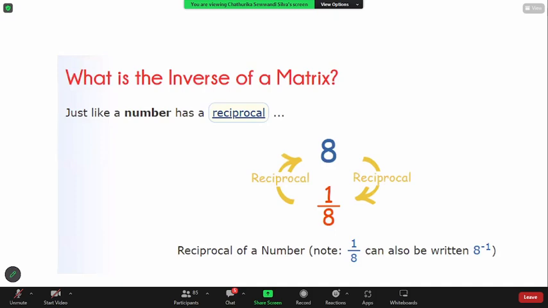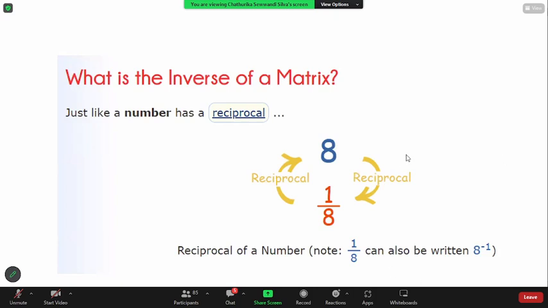So what is the inverse of a matrix? I'm sure that you have learned inverse in basic maths. Just like a number has a reciprocal, every number has a reciprocal. For example, if it is 2, the reciprocal is 1 over 2. If it is 5, it is 1 over 5. If it is 100, the reciprocal is 1 over 100.